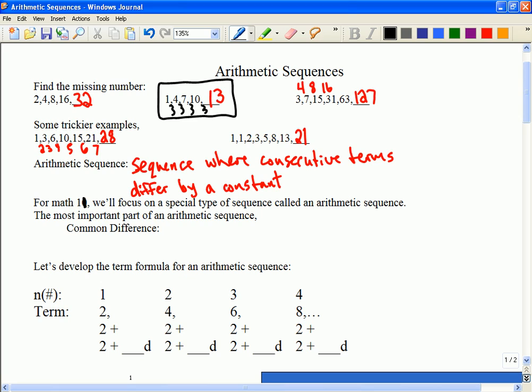So what we call that is the common difference, and that's the most important part of the sequence. So the common difference is the difference between any term and the previous.